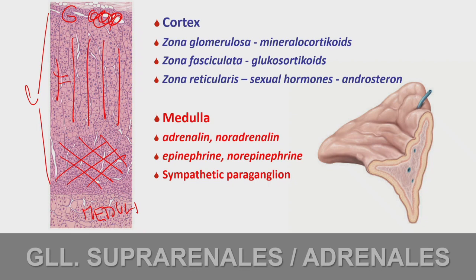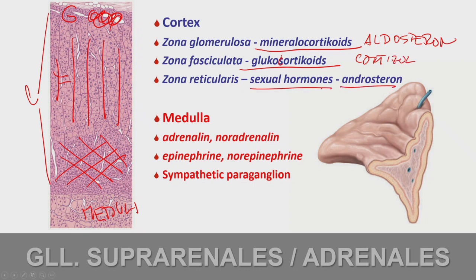In a cortex, it's important that in the glomerular zone there are produced mineralocorticoids. The main is aldosterone. Glucocorticoids in fascicular zone, so the main is cortisol. And sexual hormones in reticular. What's important? All of those three types of hormones are steroids.